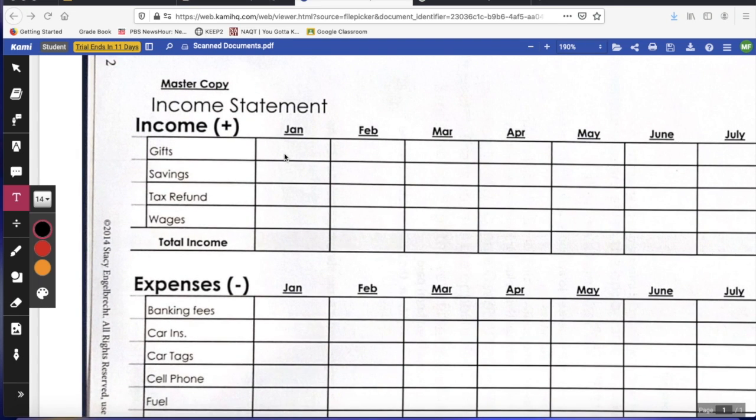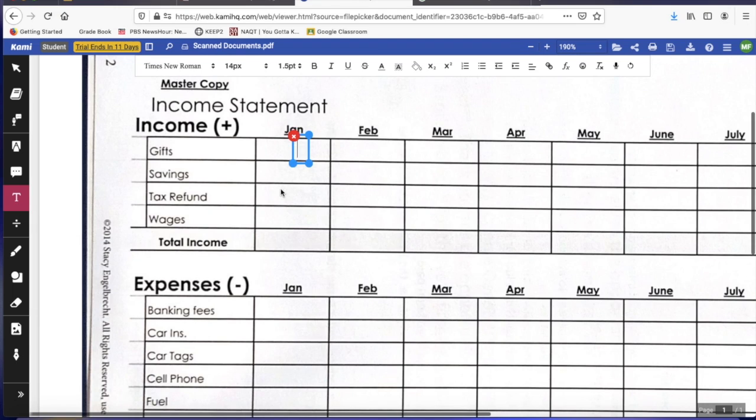So Sam didn't receive any gifts, savings, or tax refund this month, so you don't need to put anything. Usually when there's nothing in there, you put this little dash in there. So go ahead and put the dash in there, so that they know that you have looked over the account and that nothing has been added. You don't need to put in zeros. You just need to put in this lovely little dash.